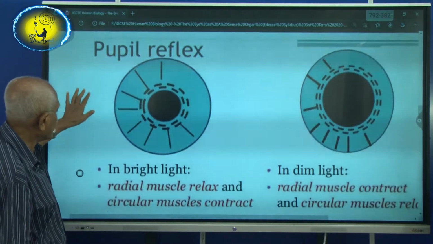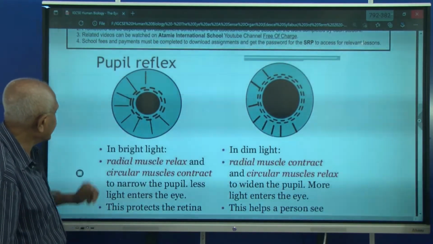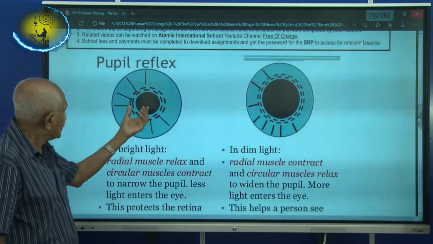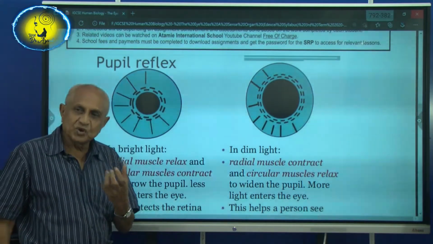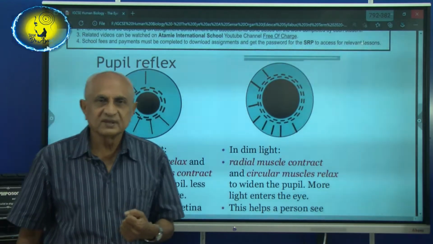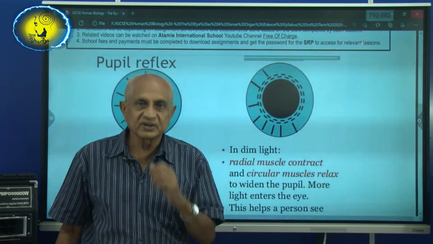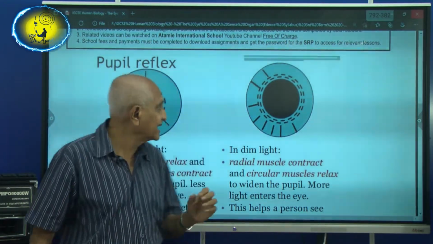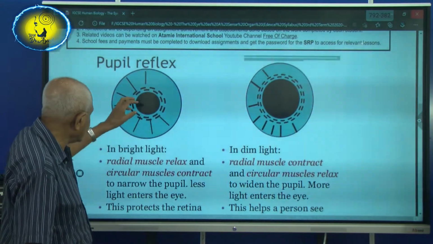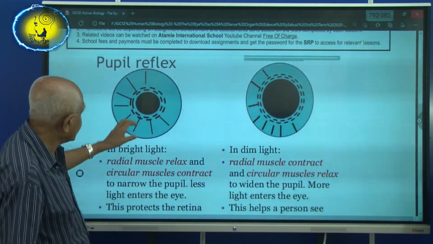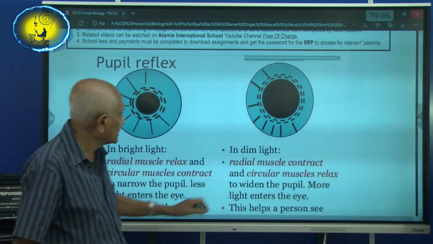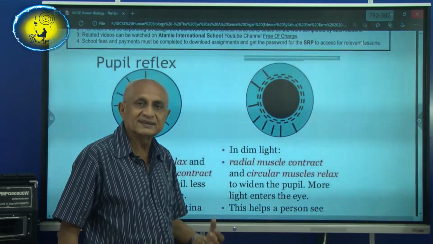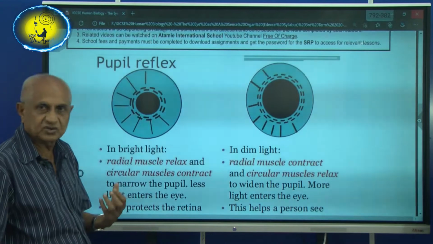In bright light, what happens? The pupil becomes smaller. How is it happening? You must know the operation. What action is taking place here? Now you can see this. In bright light, the pupil is small. In dim light, the pupil is bigger, enlarged.